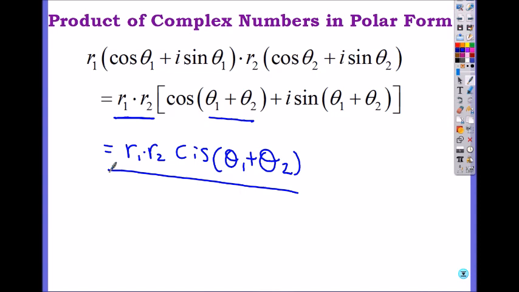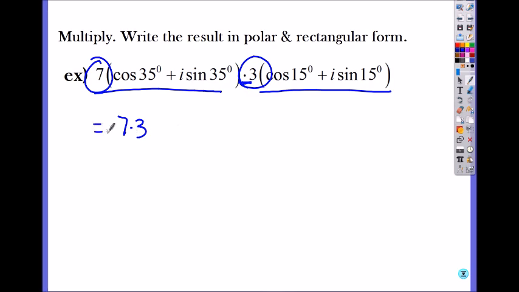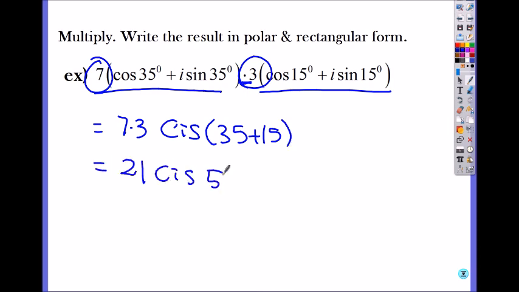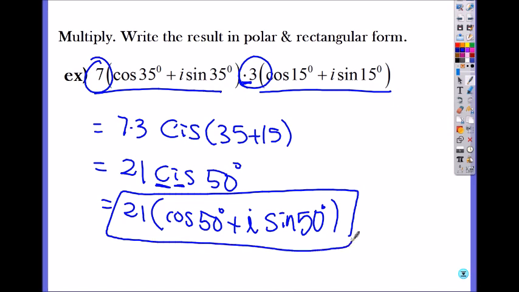So let's try an example question. Here you're multiplying this polar form by this polar form. So what do you do with the radius? Radii, actually, 7 times 3, and cis, which is cosine plus i sine theta, is 35 plus 15. So we write it as 21 cis 50 degrees. Again, cis is the same thing as what? 21, parentheses, cosine of 50 plus i sine of 50. These two are the exact same thing.